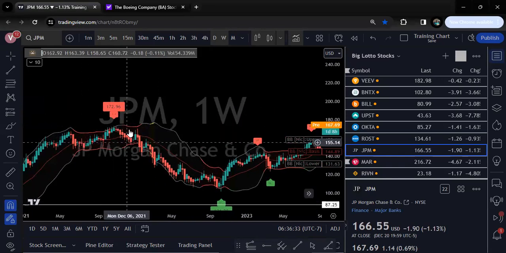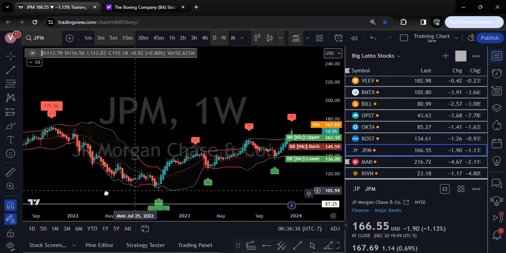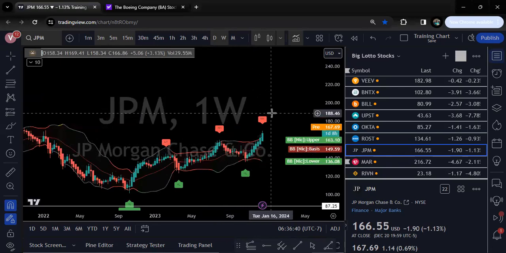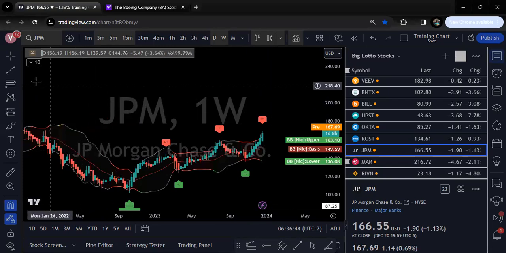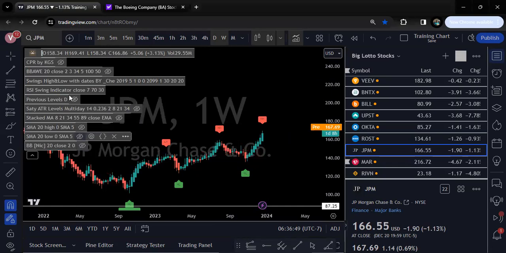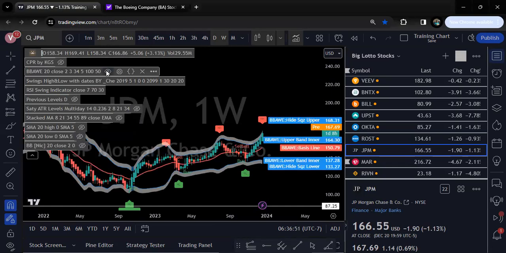Okay, so we had a squeeze here. This is the weekly, dropped. Squeeze here, went up. Squeeze here, went up. Squeeze here, went up. So whatever time frame you're looking at, I don't know if the same will give us those squeezes on this other, our best friend.